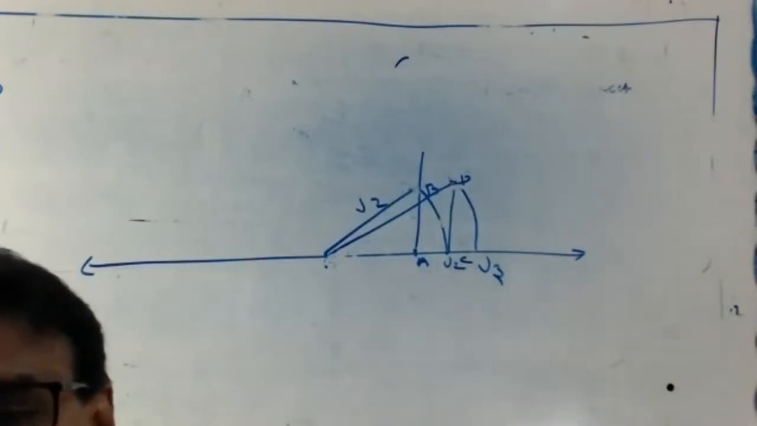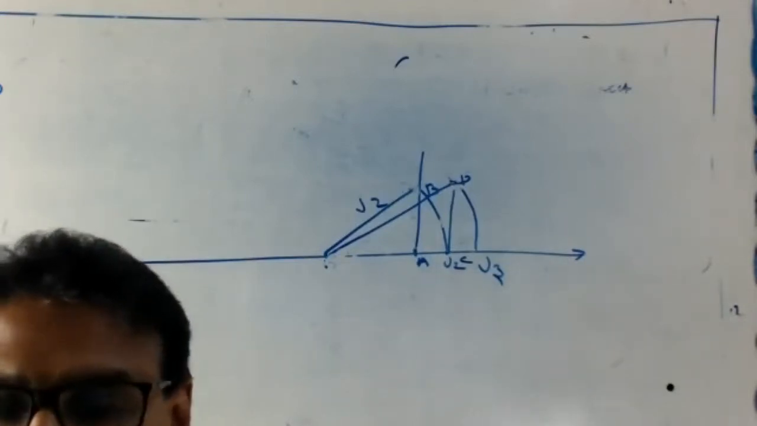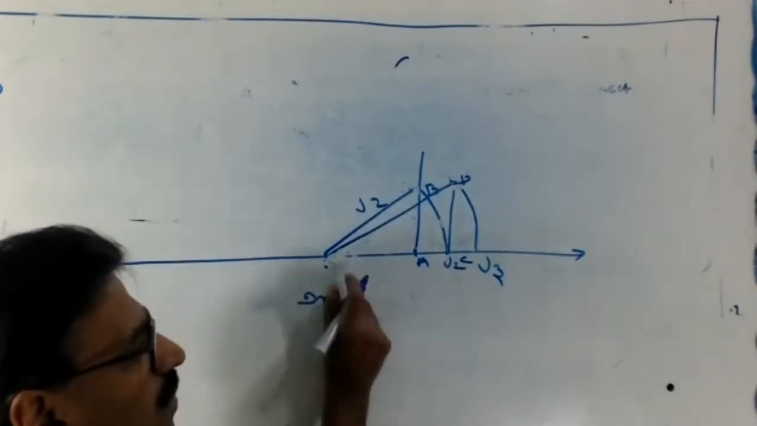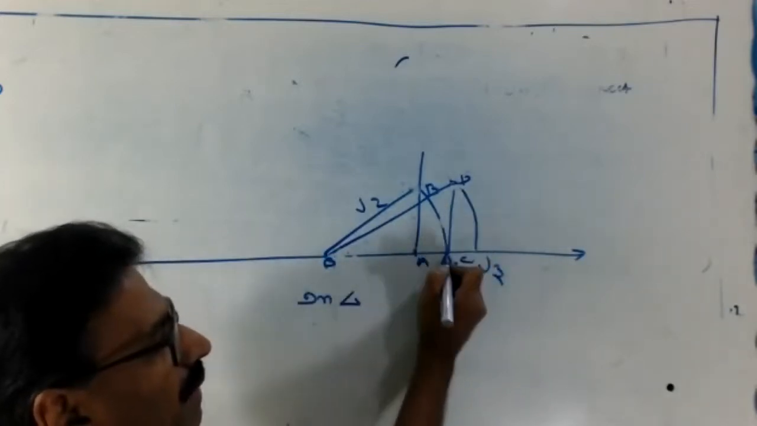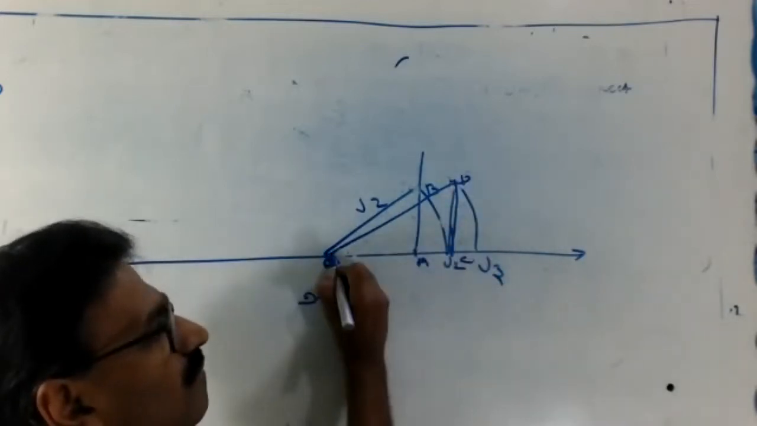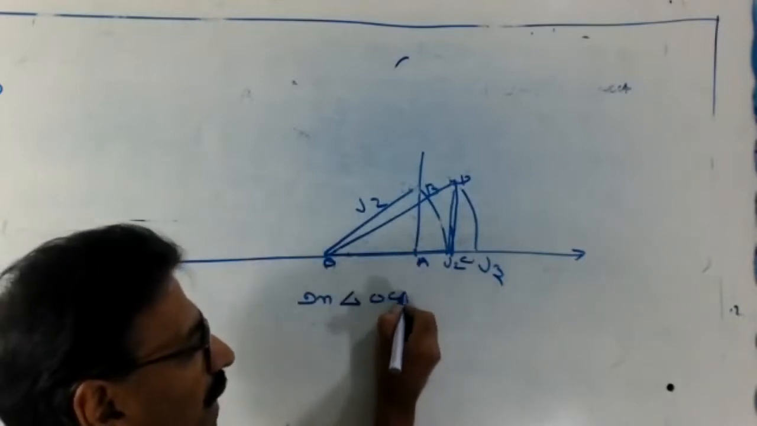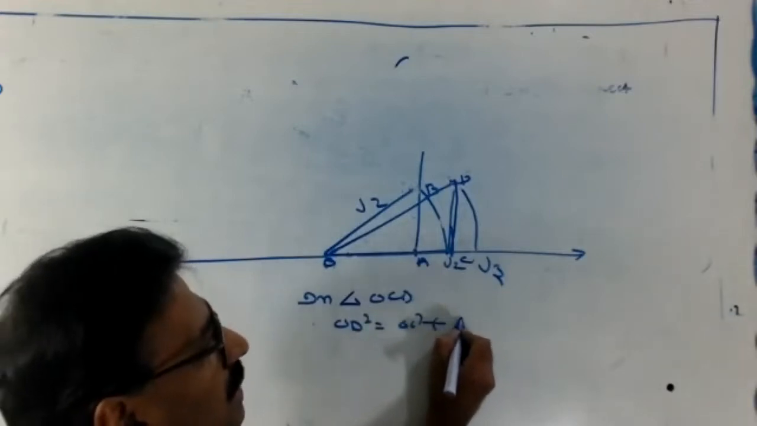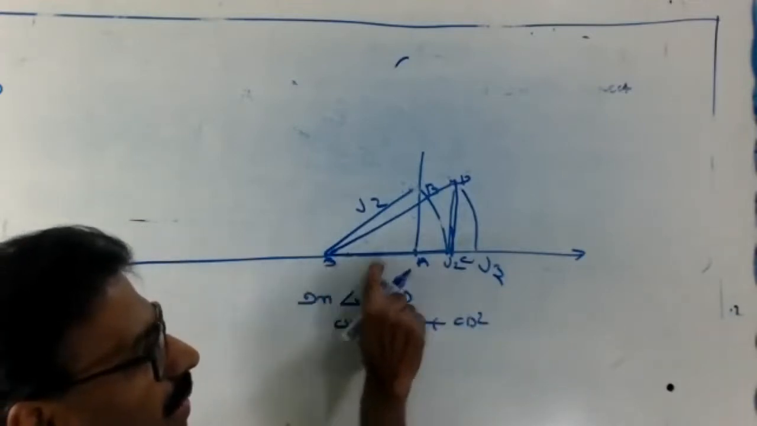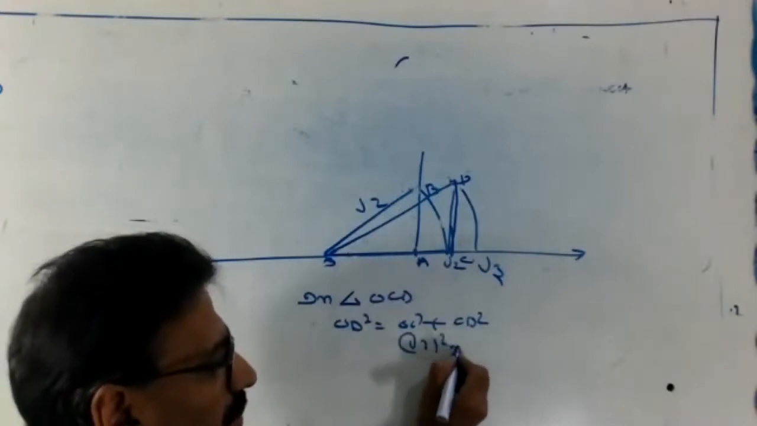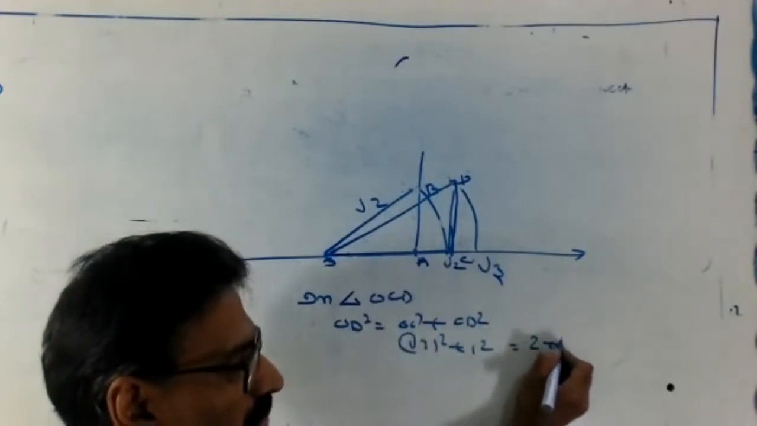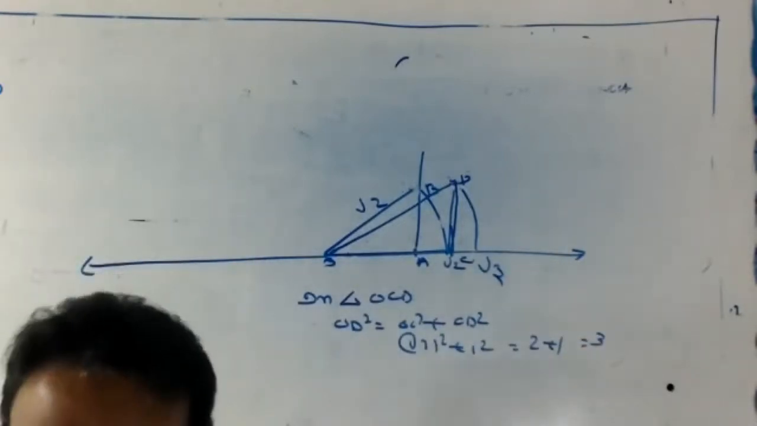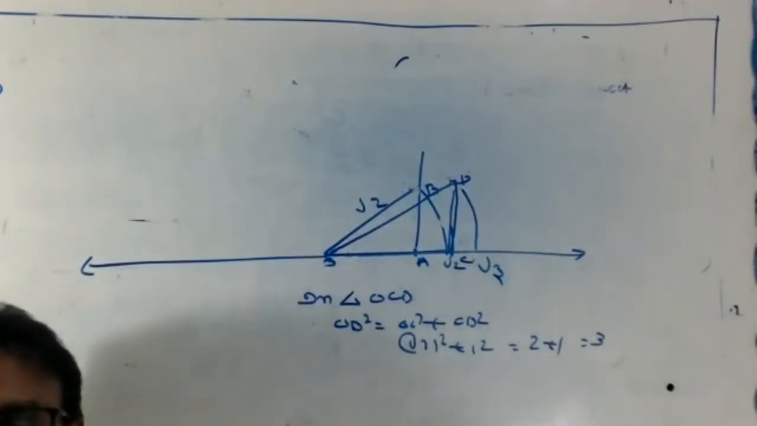No need to write. It is root 3. That is root 3. You can prove now. Look, I'll show that in triangle OCD. Look at here. OD square equal to OC square plus CD square. OC is root 2, so root 2 square plus 1 square. Root 2 square is 2, plus 1, so that is equal to 3. OD equal to root 3. This is the proof. You have to show the proof also.